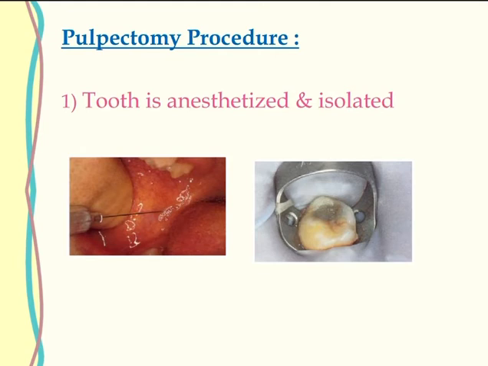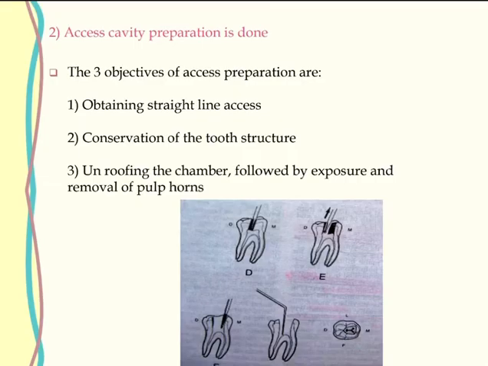After giving anesthesia, you do isolation with the rubber dam. After rubber dam isolation, you start the access cavity. So how should the access cavity be? The main reason for the access cavity is that all the instruments, whether you're placing a file or a broach, should enter the canal without touching any wall of the access cavity. It should be so clear that you have a straight line access.